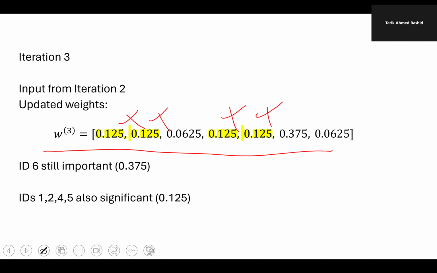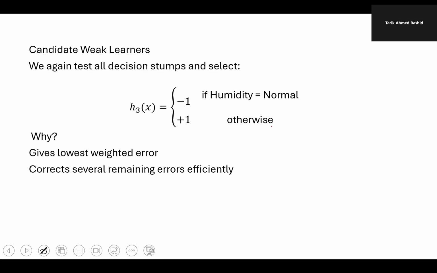Now, we are still trying to see if there is another value for humidity. We can take it. So let's say we try to take humidity because it has less error. So H3 equals -1 if humidity normal, right? If humidity normal, then Hx is -1. So we'll go through our table, but why do we do this one? Because this gives us lowest weight error by having humidity normal.